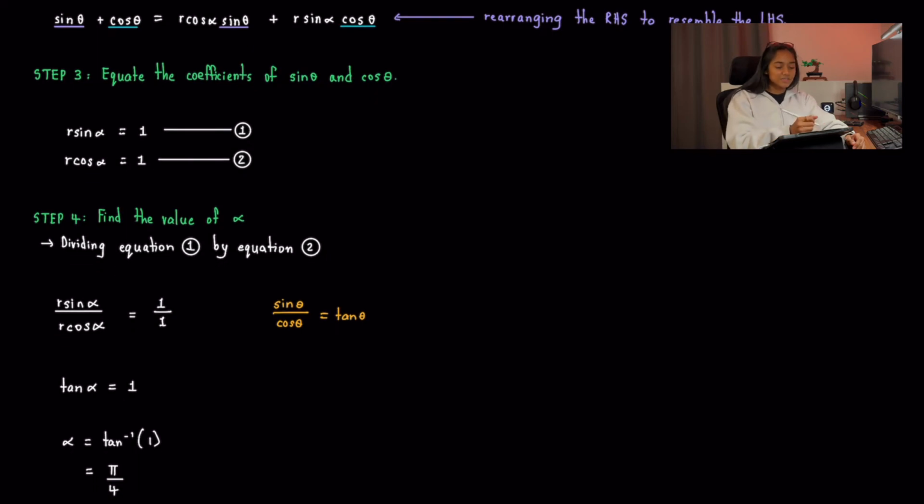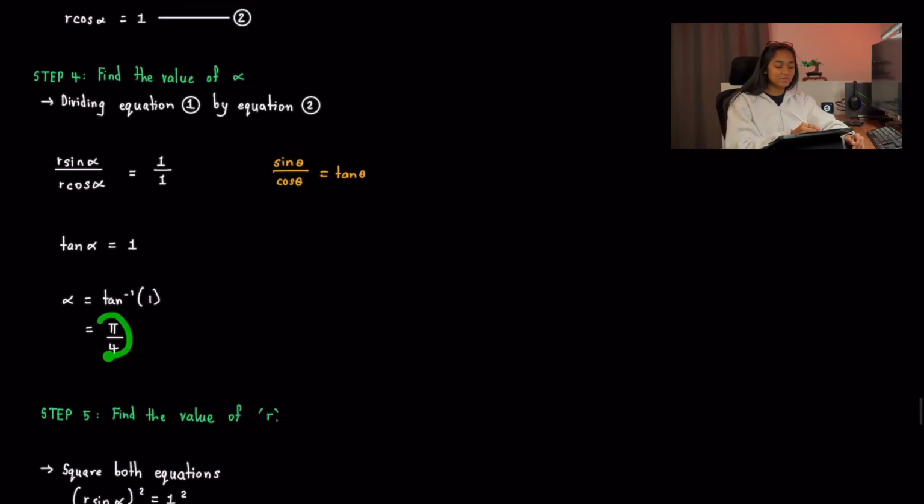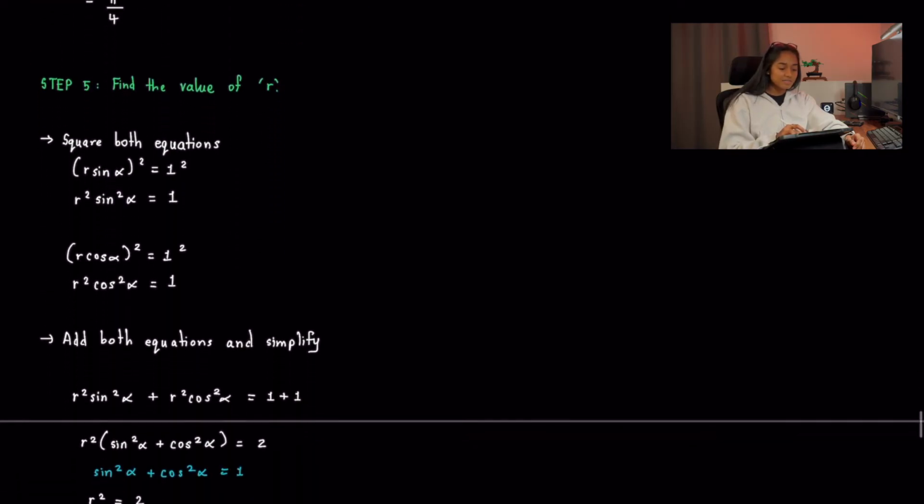So to find the value of alpha, we are going to use these two equations. We're going to divide equation 1 by 2. Why equation 1 by 2? Because sine alpha over cos alpha is equal to tan alpha. Then we can use that identity to say tan alpha is equal to 1, and therefore find alpha is equal to pi over 4. Then we're going to find the value of r. To do this, we're going to square both the equations.